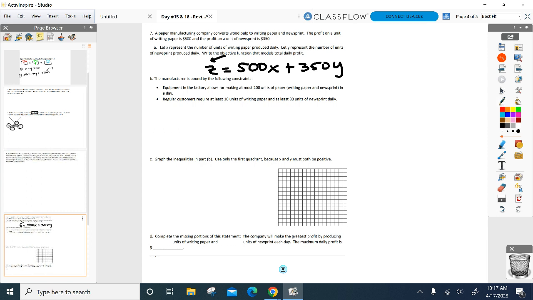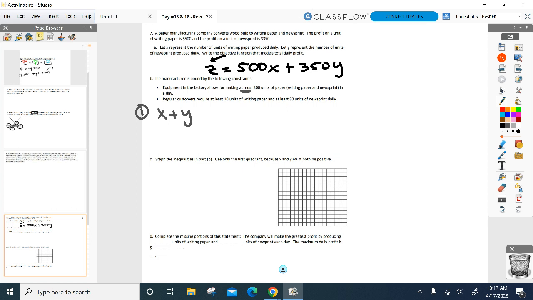All right, now I need your help writing the inequalities for me. The equipment can only make at most 200 units of paper. And when I say paper, that's newsprint and writing together. At least 200 of those to get both of those together. What's your first inequality? X and Y together, right? X and Y together, because when we say paper, it means both.